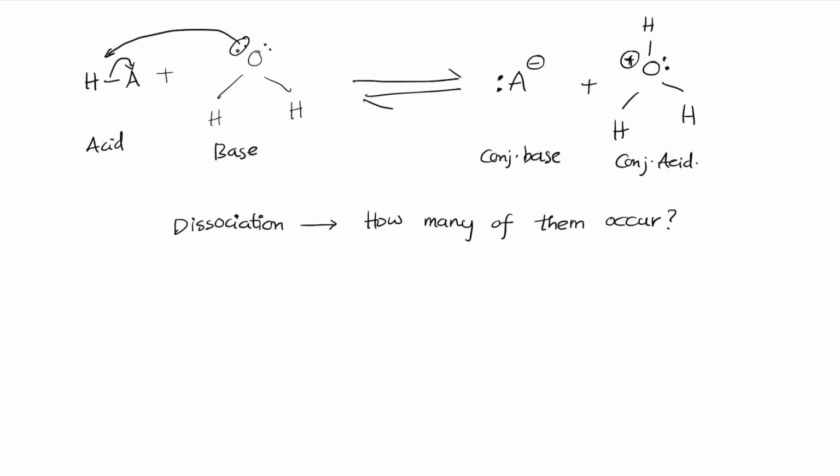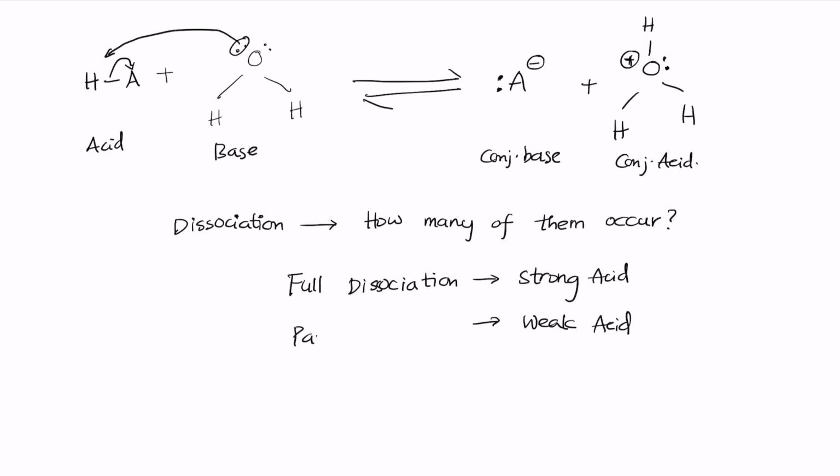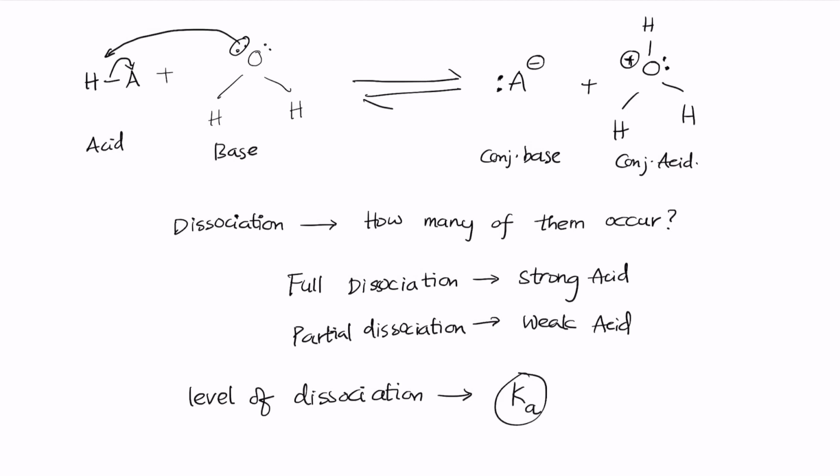If you remember, in general chemistry we talked about a strong acid and a weak acid. A strong acid creates full dissociation. A weak acid creates partial dissociation. The level of dissociation is represented by a value called Ka.